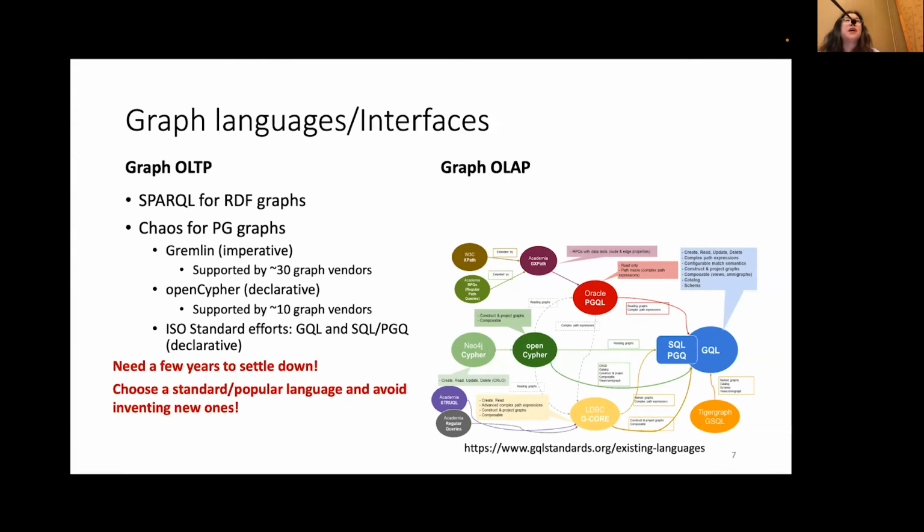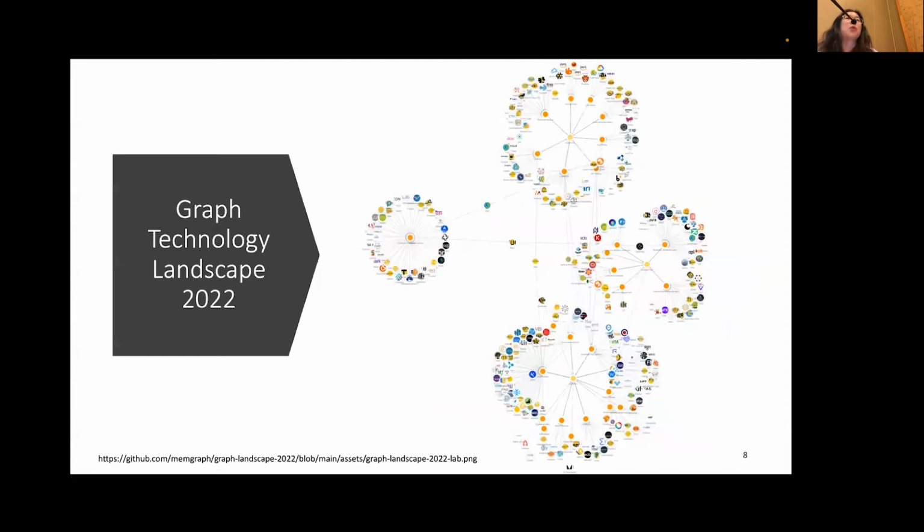On the graph OLAP side, there's also no standard language or API, but most vendors actually support a Pregel-like API. And I think this area is very similar to machine learning, where the API probably doesn't matter too much. What matters most is the built-in algorithms.